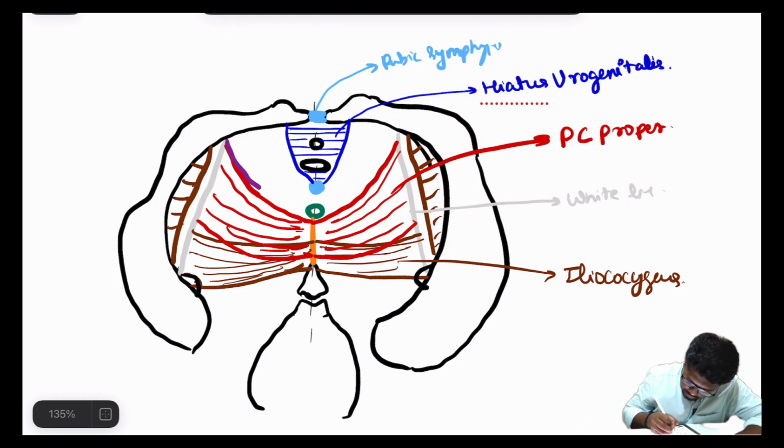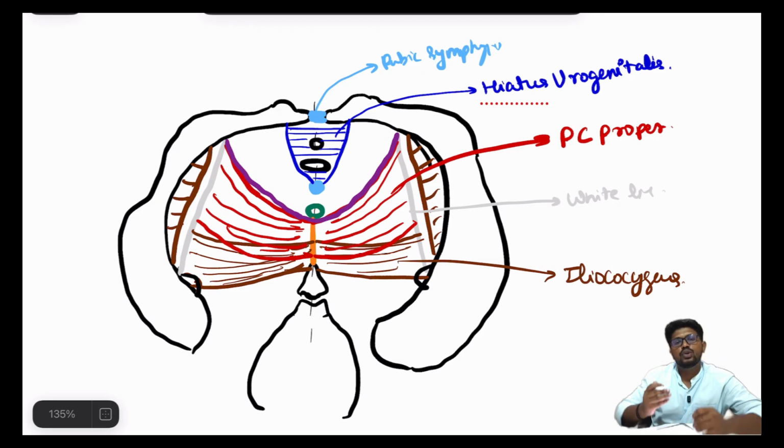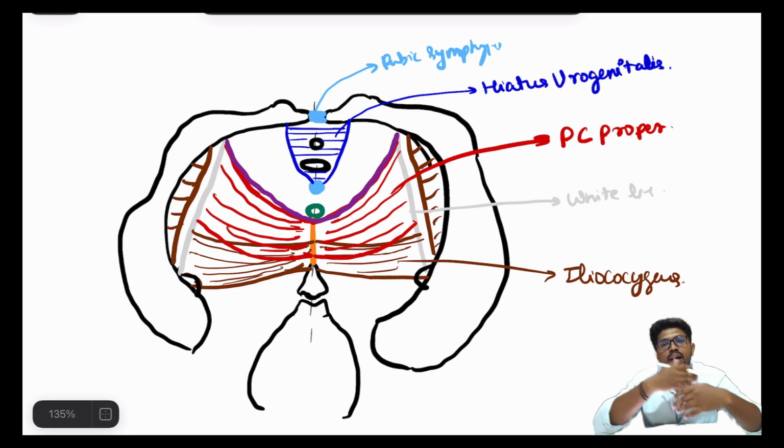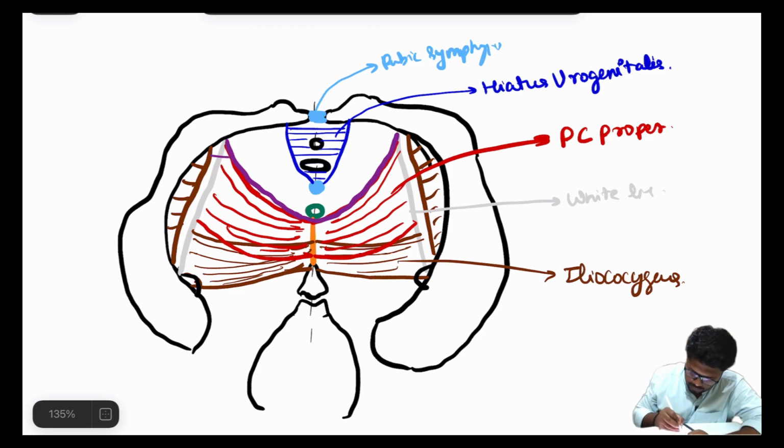So this puborectalis is a sling that will come and cover the posterior part of the anorectal junction. So this is what? Puborectalis. It acts like a sling.